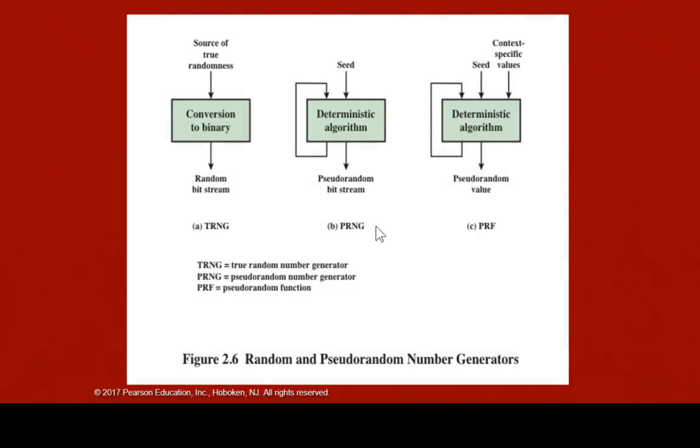Random and pseudorandom number generators figure. Cryptographic applications typically make use of algorithmic techniques for random number generation. These algorithms are deterministic and therefore produce sequences of numbers that are not statistically random. However, if the algorithm is good, the resulting sequences will pass many reasonable tests of randomness. Such numbers are referred to as pseudorandom numbers.